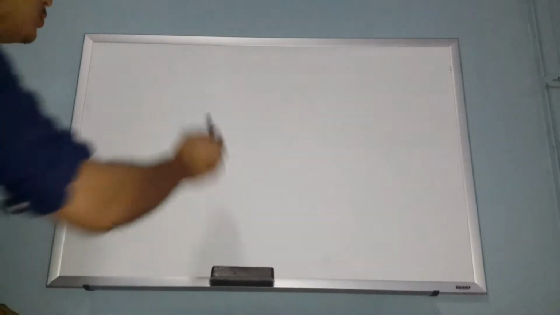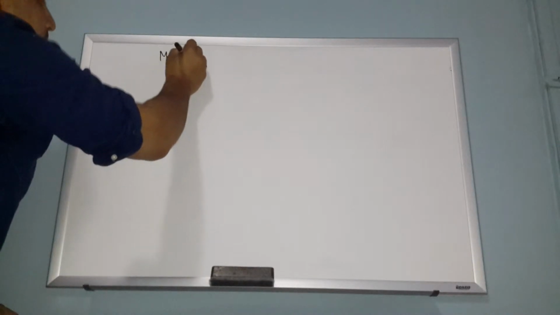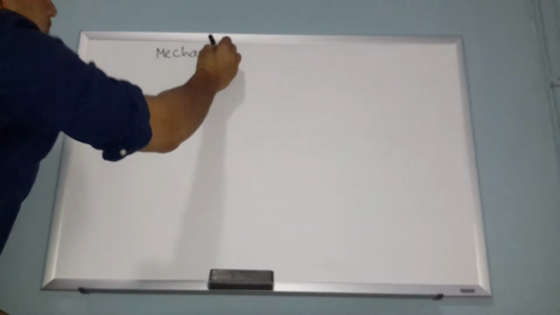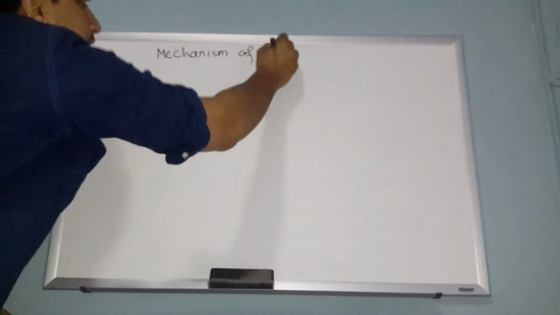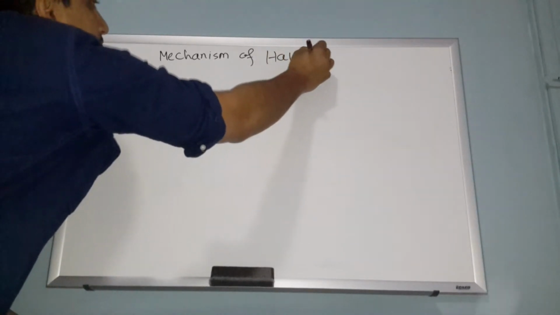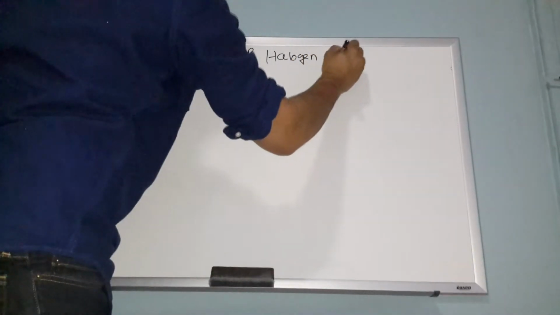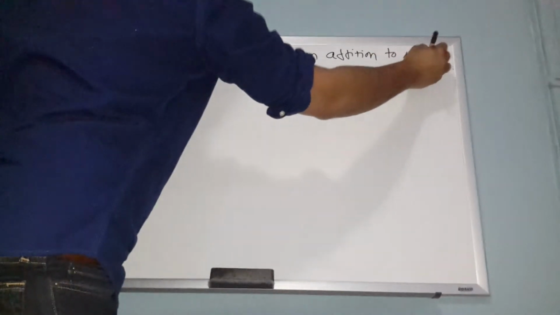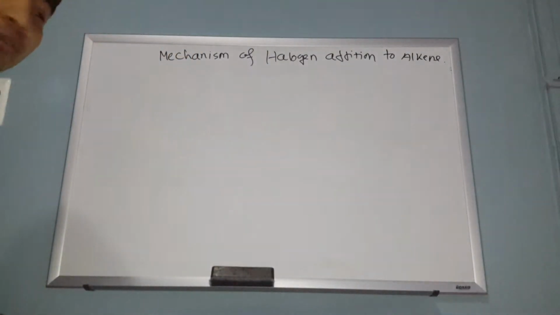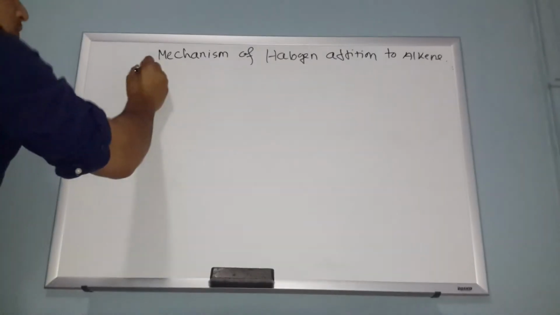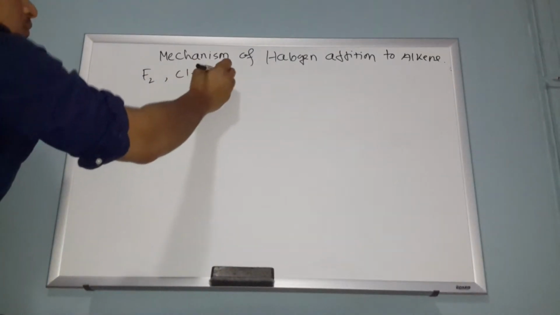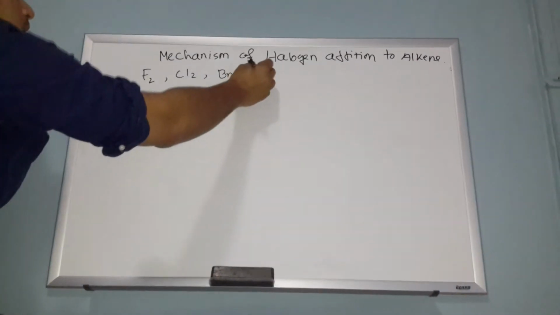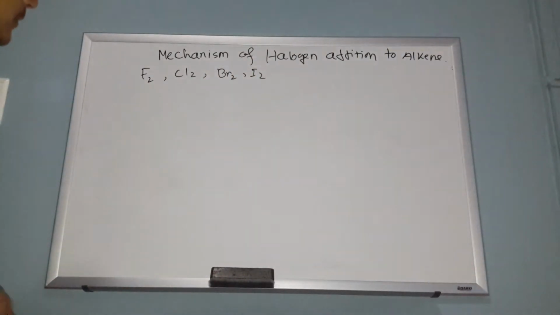So today my topic is mechanism of halogen addition to alkene. Mechanism of halogen addition to alkene. Halogen, you do know what is halogen: fluorine, chlorine, bromine, iodine. That's it.